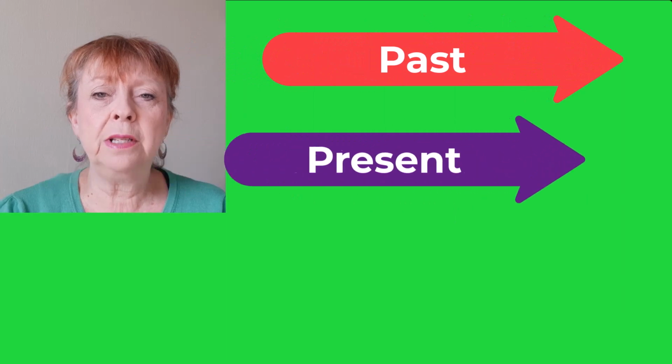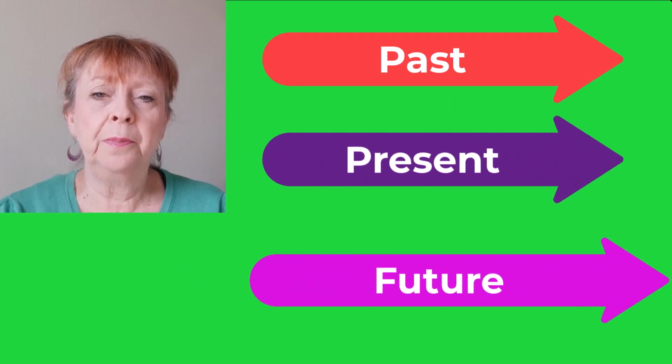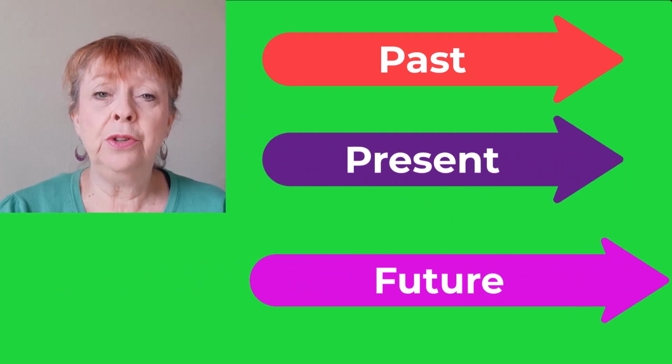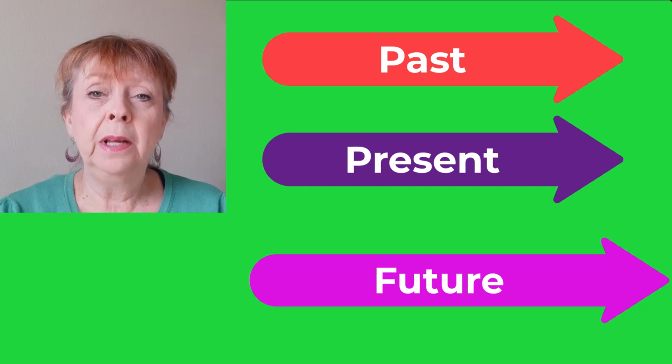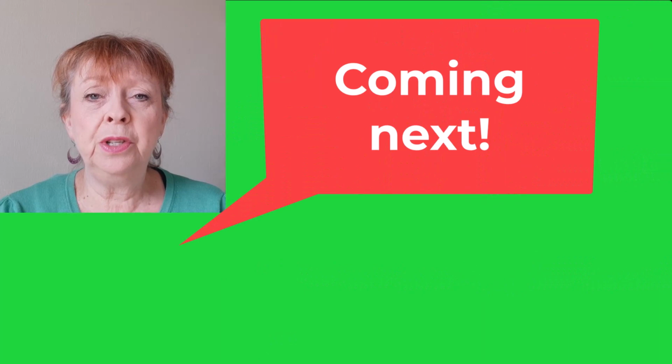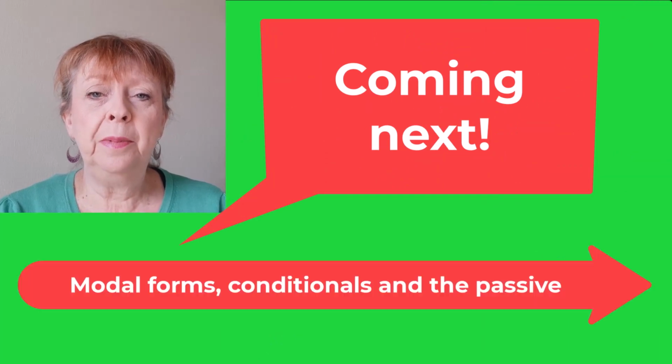Well, those were just a few examples. And now we have looked at a range of tenses that include past, present, and future verb forms. So these are the basic ones that you should really already know. In the next video, we will add in some more complex uses of modal verbs and the passive.